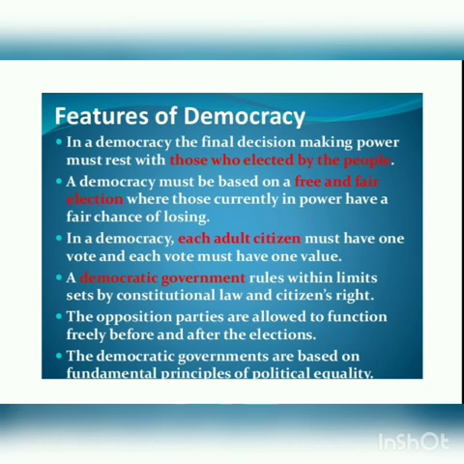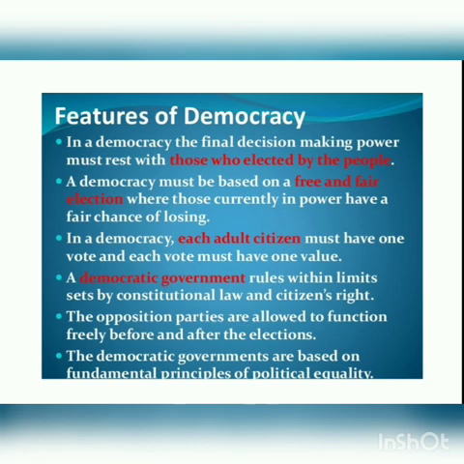A democratic government rules within limits set by constitutional law and citizens' rights. That is, the government is not free to act irrationally. The citizens and the government have to follow certain basic rules. And these rules and laws are written down according to which a country is governed. A compilation of written rules is called a constitution. And a constitution is above everyone in a country.